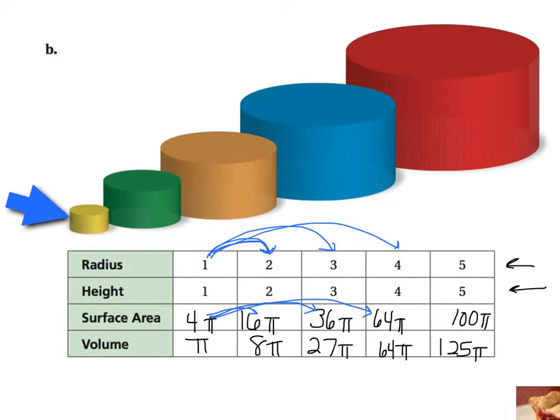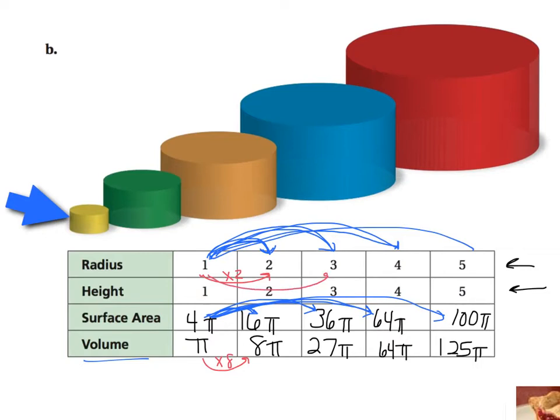Times 2, we times this by 4, 2 squared. Times 3, this gets multiplied by 9. Times 4, this gets multiplied, the surface area, times 16. 1 to 5 multiplies by 5. 5 squared is 25, so 4 times 25 gives me 100. Volume is not squared, it's cubed. So if I go from 1 to 2, that times by 2. What's 2 cubed? It times by 8. Pi to 8 pi.